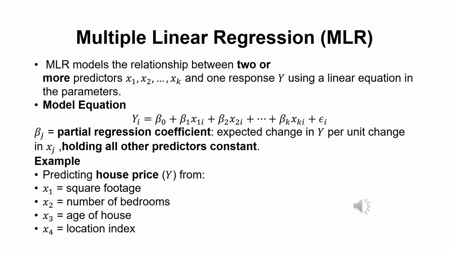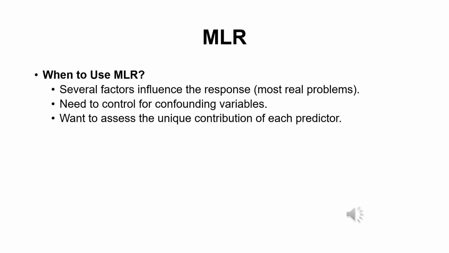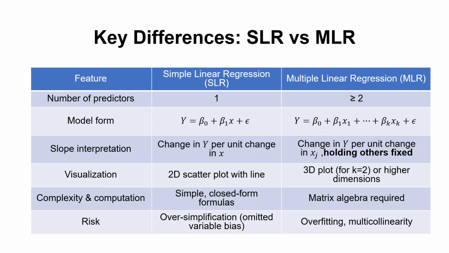For example, predicting house price from square footage, bedrooms, age, and location index. Use multiple linear regression when several factors influence the response, which is most real-world problems. Also, when you need to control for confounding variables, or when you want to assess each predictor's unique contribution.